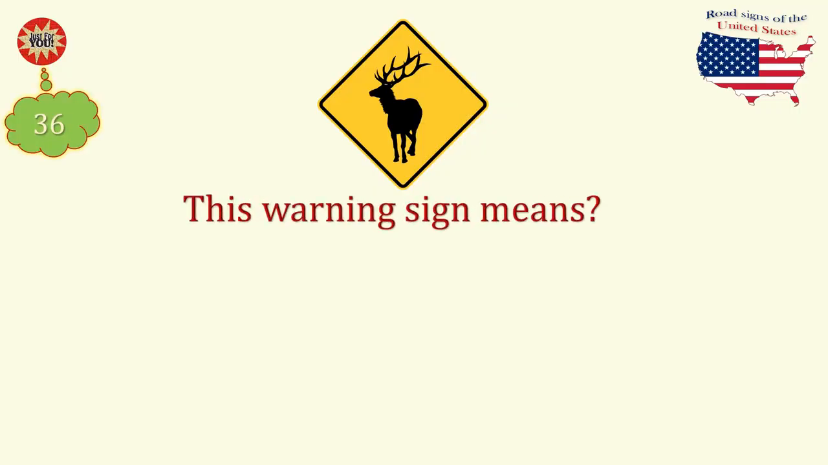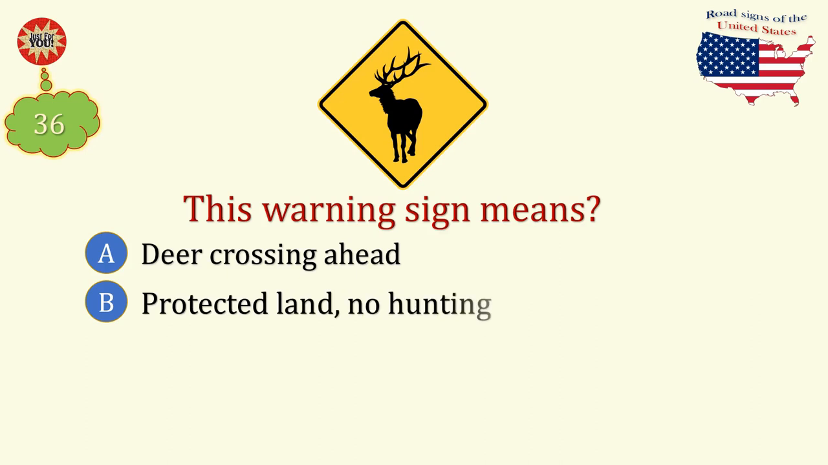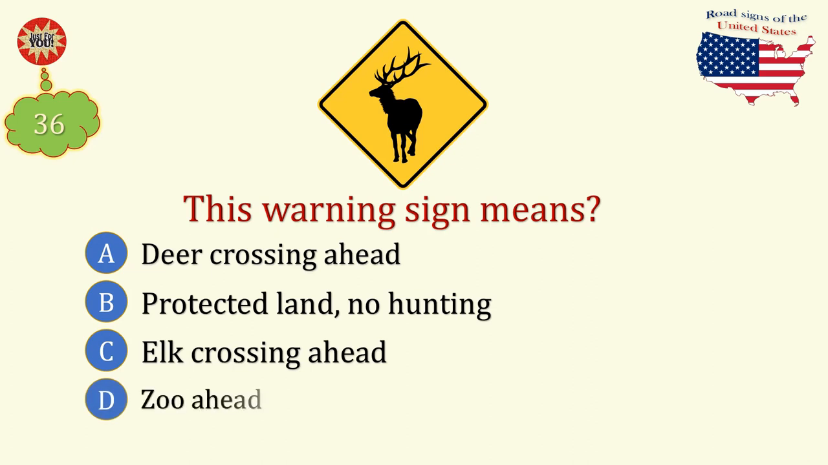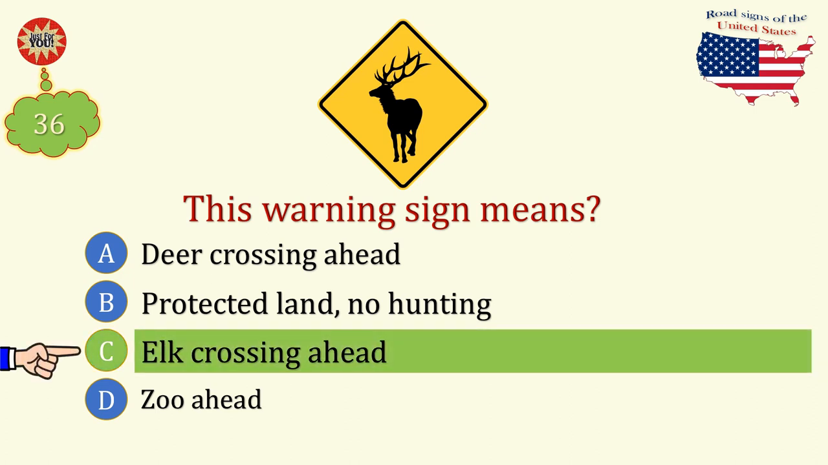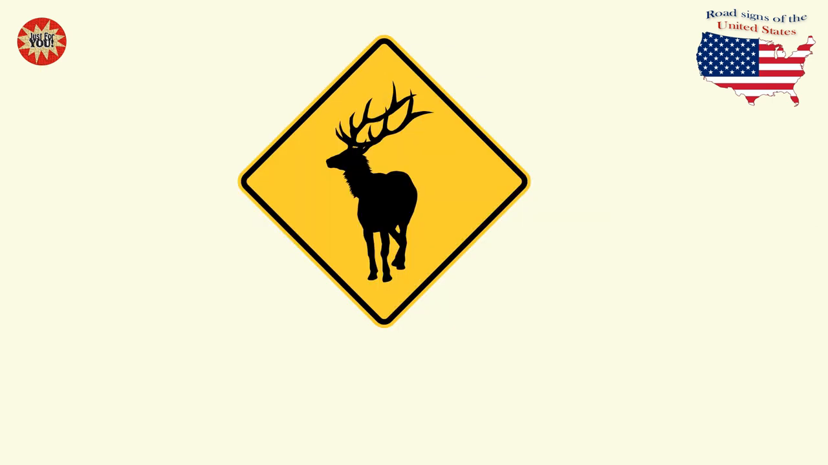This warning sign means? A. Deer crossing ahead. B. Protected land, no hunting. C. Elk crossing ahead. D. Zoo ahead. The correct answer: C. Elk crossing ahead. Elk.